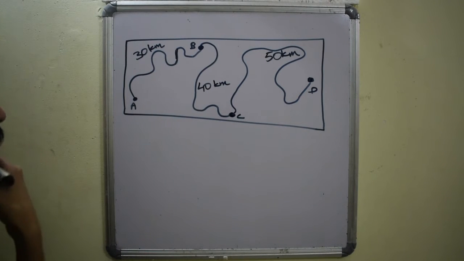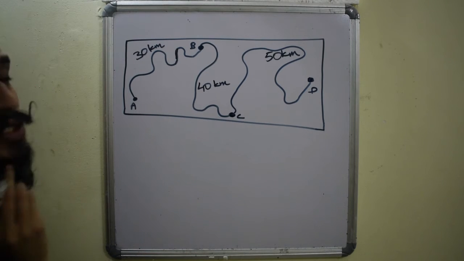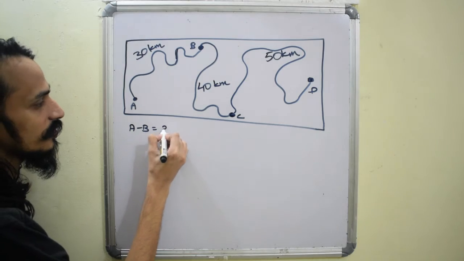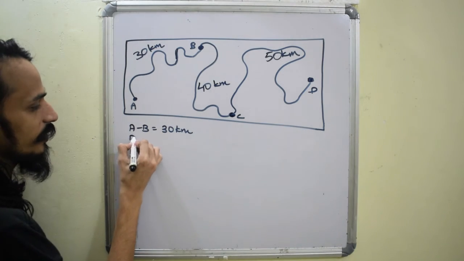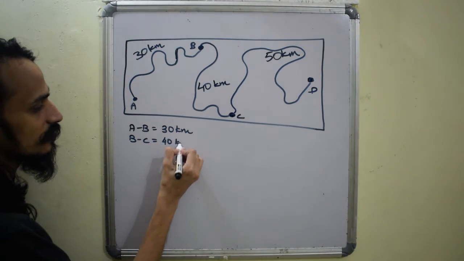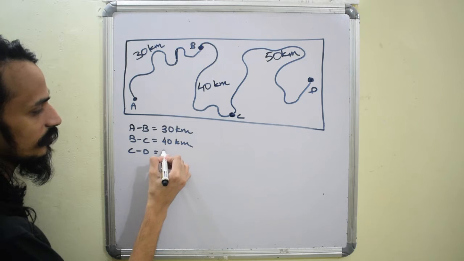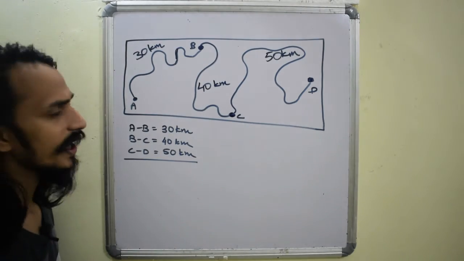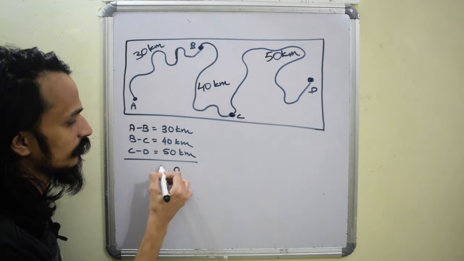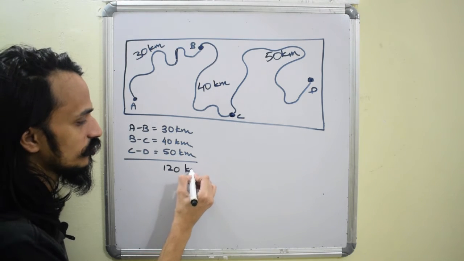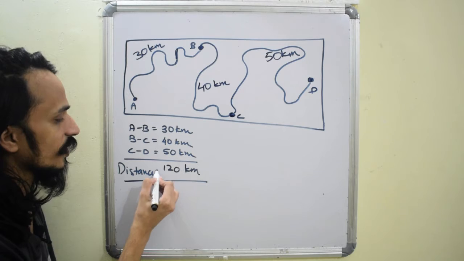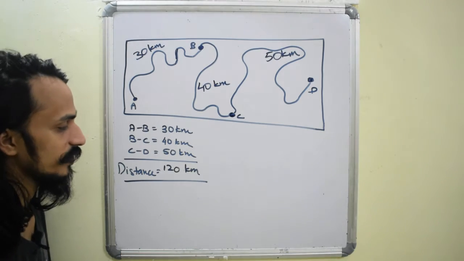Now one thing I can do is find out exactly how far this travel is. Basically, I want to see the distance traveled by this person. A to B is 30 kilometers, B to C is 40 kilometers, and C to D is 50 kilometers, right? To find the total, I can simply add all the numbers. So from A to D, the distance covered is 120 kilometers.